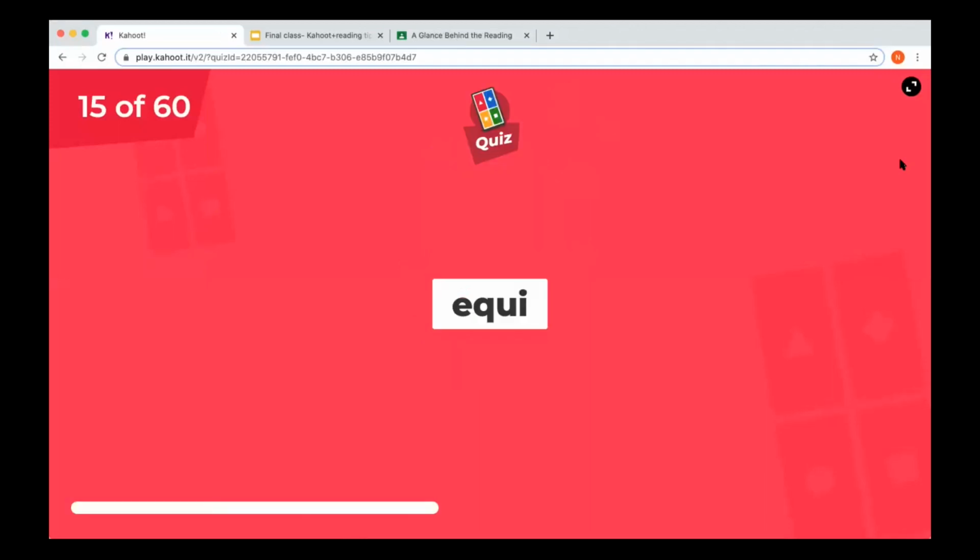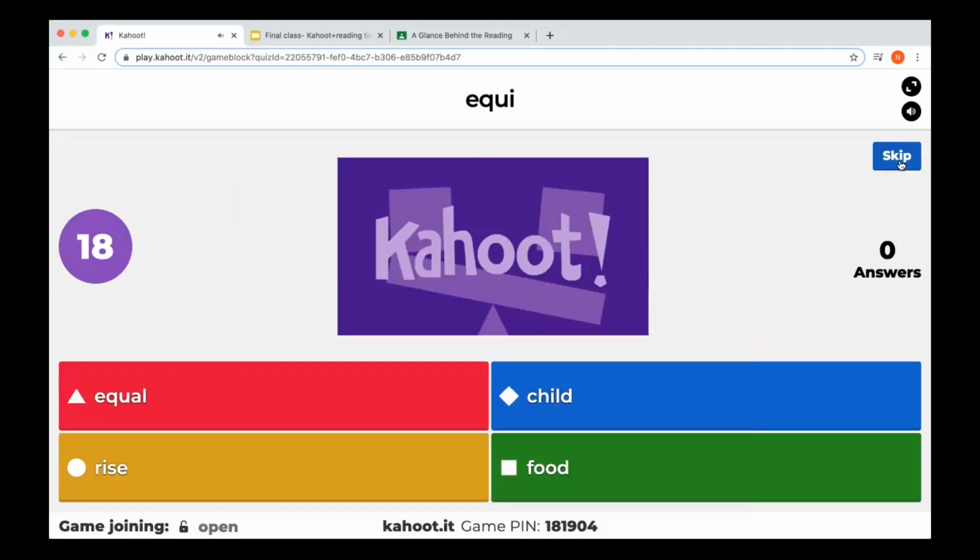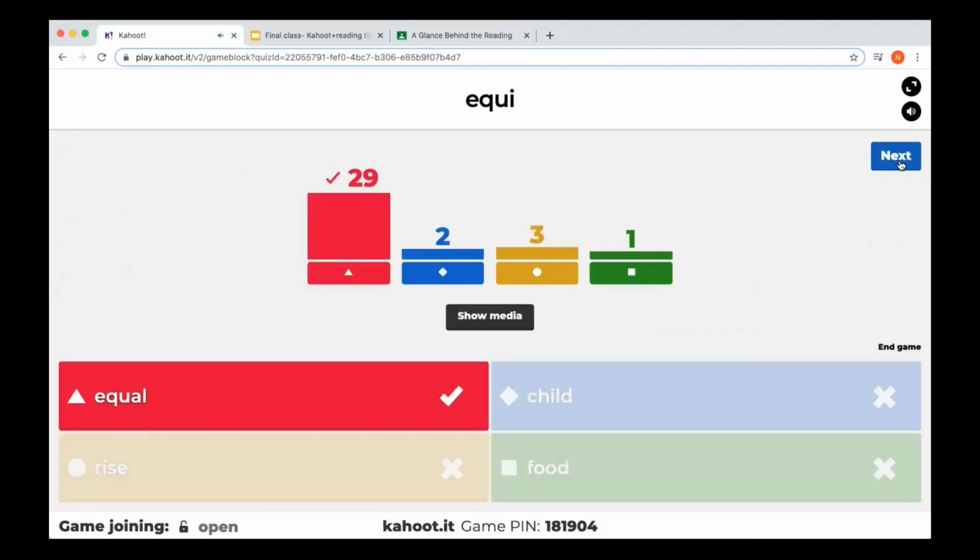Equi. Red is equal, blue is child, yellow is rise, and green is food. Nice.